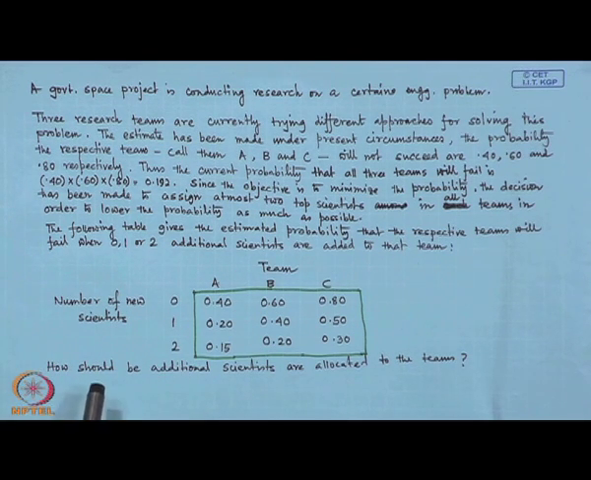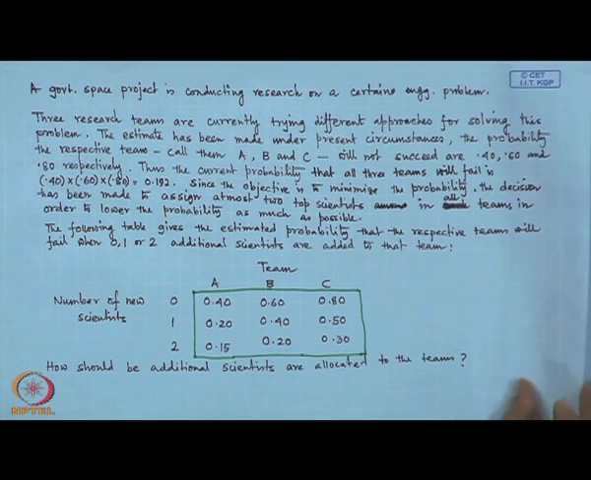Therefore, in which team the additional scientists are to be allocated, that is the question for us. Thus, this is the objective of the problem: how should the additional scientists be allocated to the teams so that the failure rate will decrease. That is the whole problem.